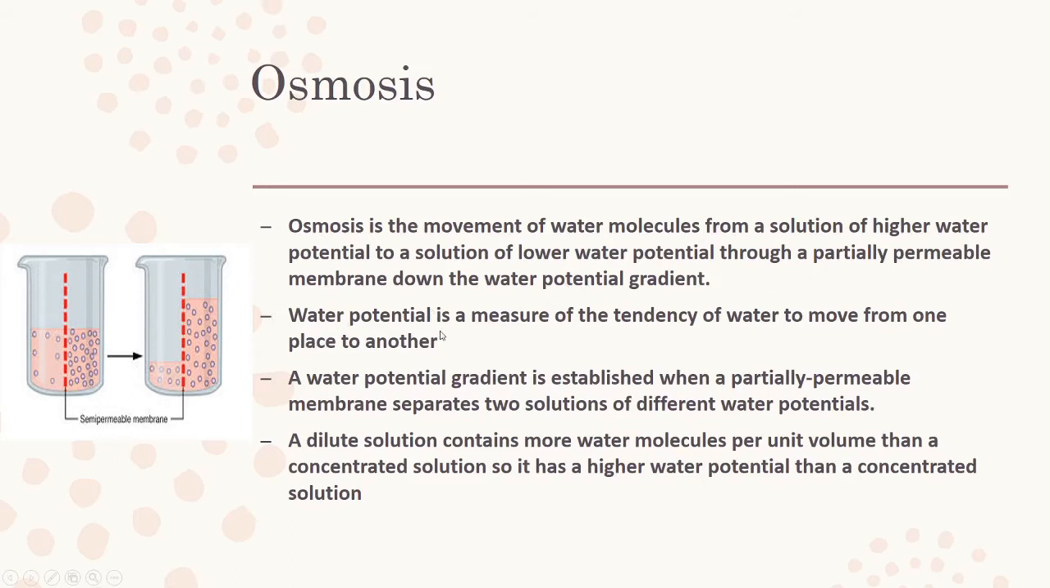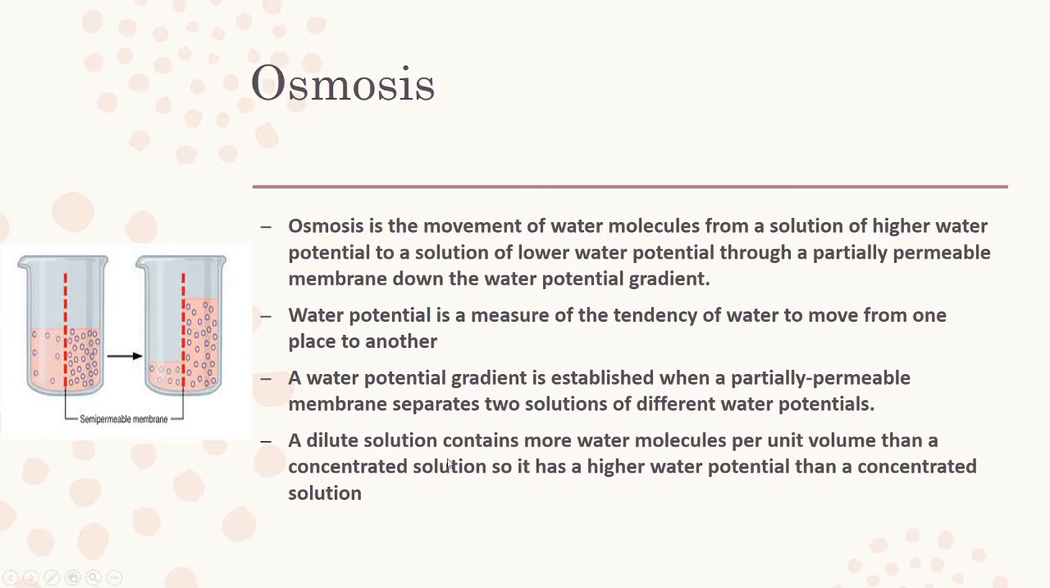Water potential is a measure of the tendency of water to move from one place to another. Basically the concentration of water molecules is known as water potential. A water potential gradient is established when a partially permeable membrane separates two solutions of different water potentials, because water potential gradient and concentration gradients are formed when there is a partially permeable membrane so that both can diffuse.